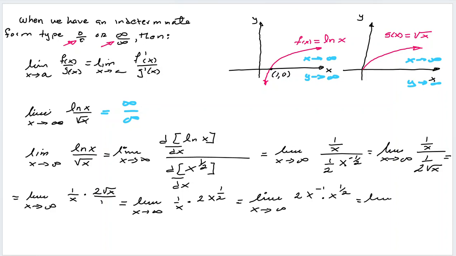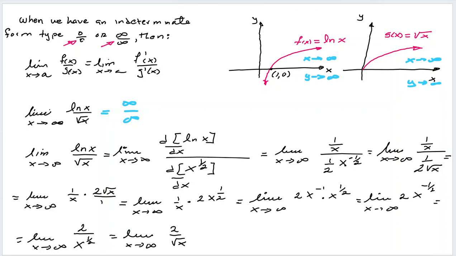So now using the property of exponents, we add exponents. So we get the limit when x approaches infinity of 2 times x to the negative 1 plus 1 over 2, which is x to the negative 1 over 2. So now we get that this is the limit when x approaches infinity of 2 over x to the power of 1 over 2. So this is the limit when x approaches infinity of 2 over the square root of x.